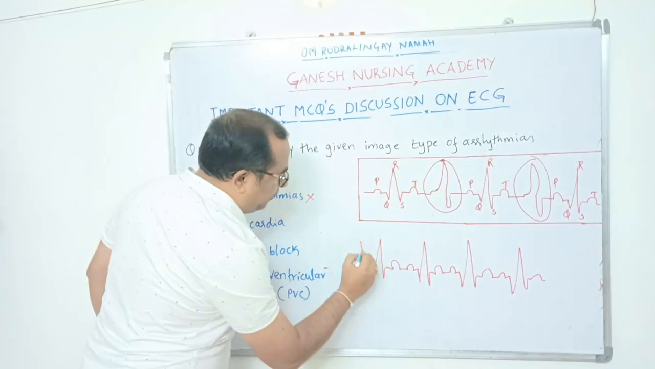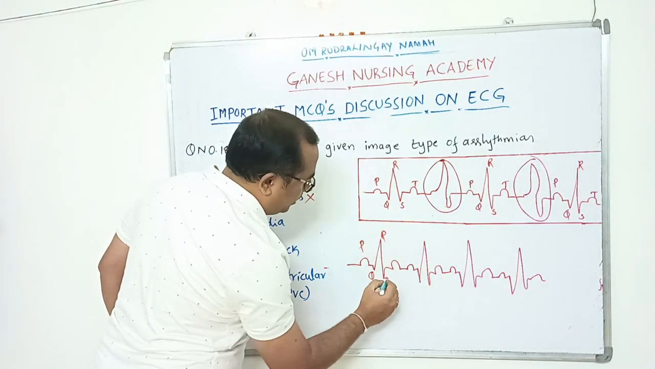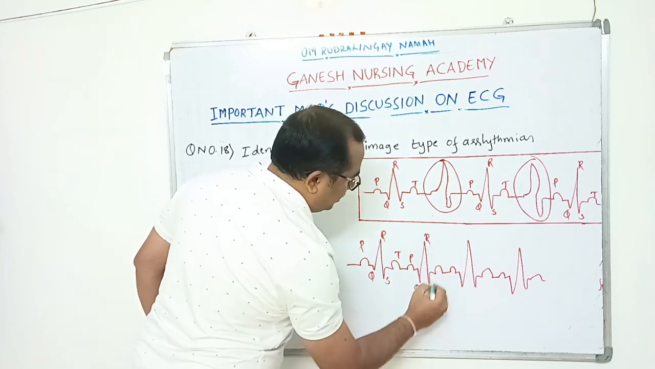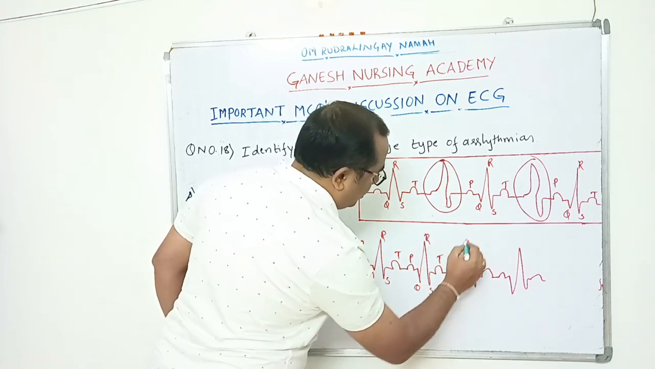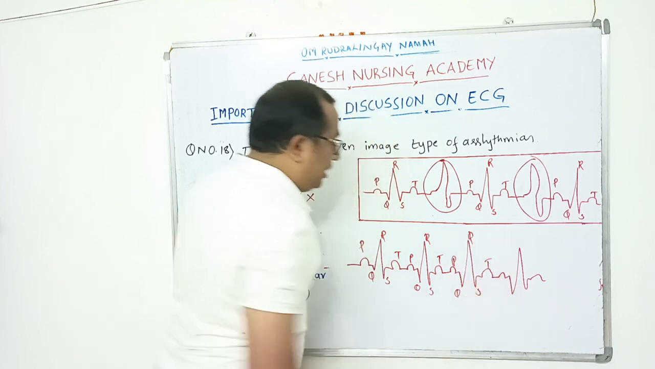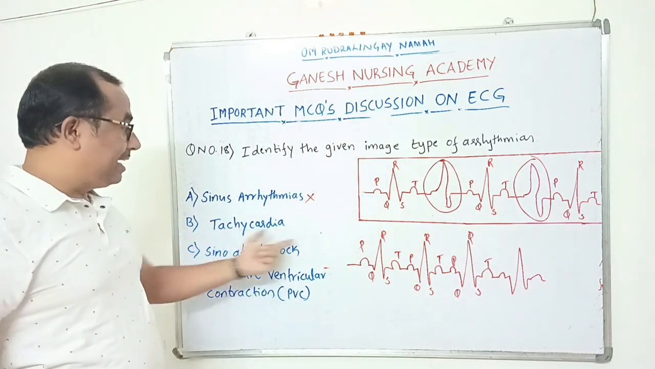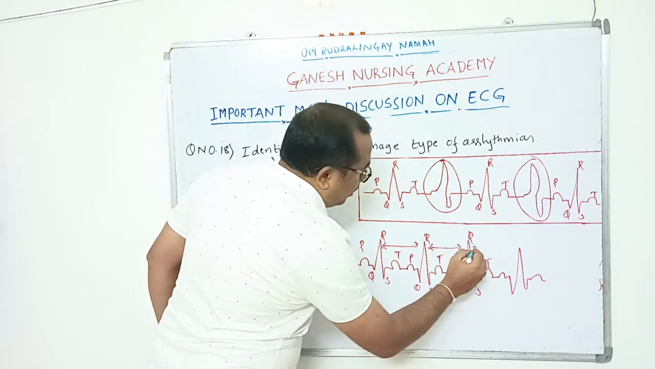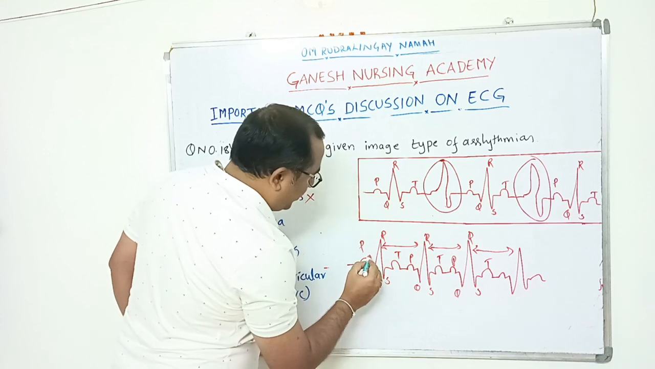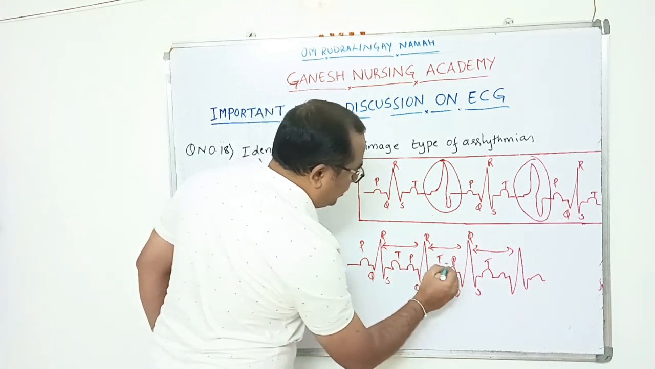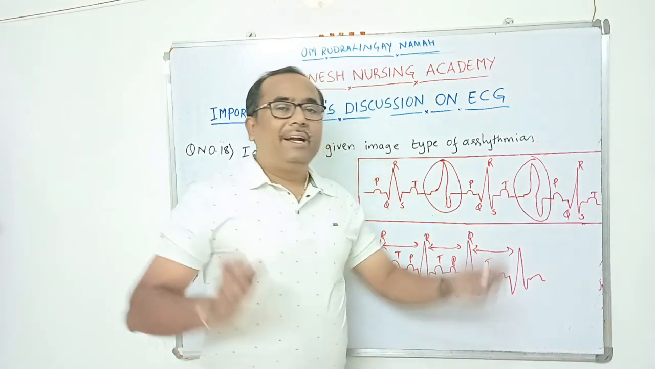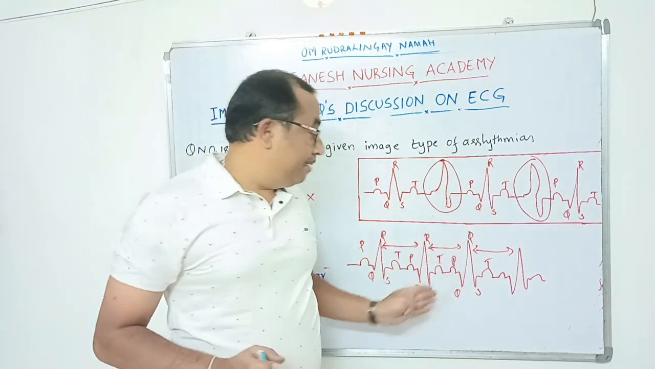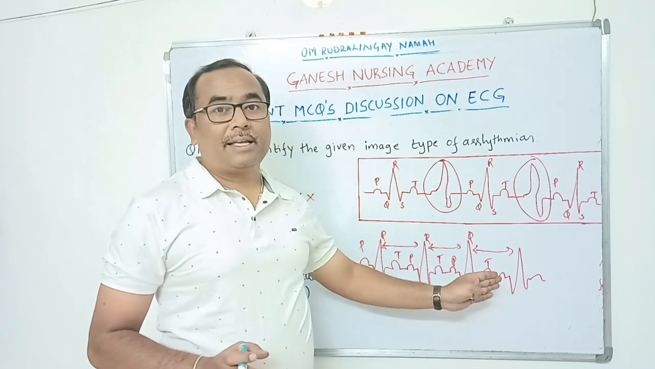Okay, so here P Q R S T, P Q R S T, P Q R S T. So in this sinus tachycardia, the distance between two consecutive R waves, or the distance between two consecutive P waves, that is P wave here, P wave here, the distance between two consecutive P waves and R waves is shortened. So that is the nature of the rhythm, that is the ECG pattern in sinus tachycardia.